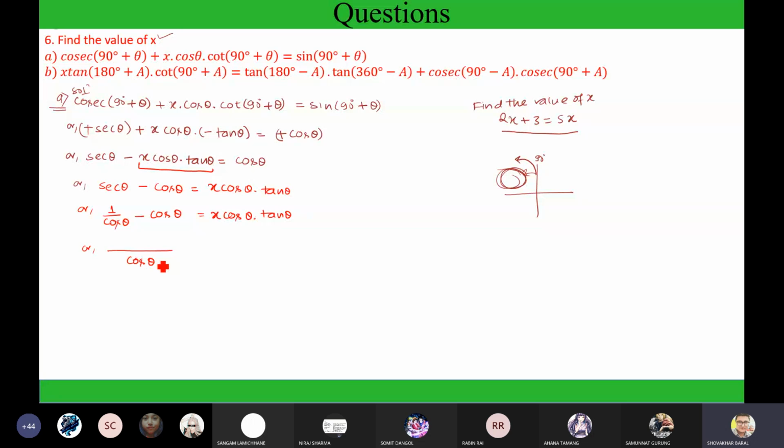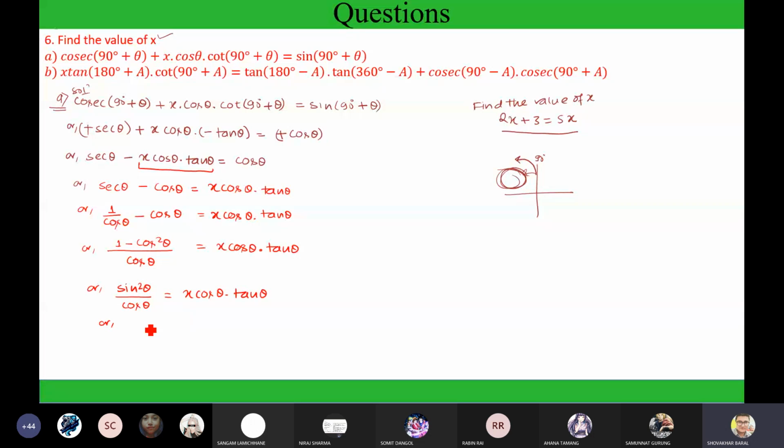So let's take the LCM. It will be 1 by cos, 1 minus cos into cos, it will be cos square theta, and this is equals to x cos theta times tan theta. So 1 minus cos square theta is sin square theta upon cos theta. This is equals to x cos theta times tan theta.